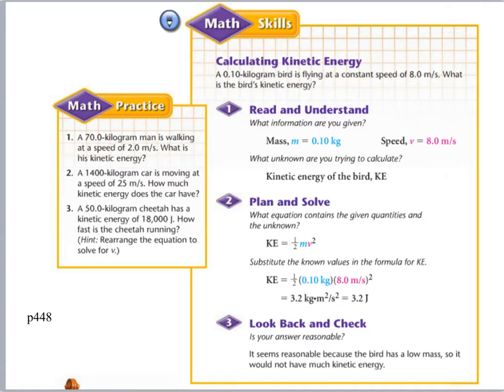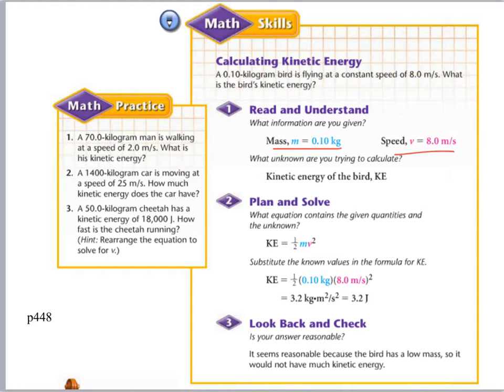So let's take a look at one of these examples from the textbook. It says, calculating kinetic energy. A 0.1 kilogram bird is flying at a constant speed of 8 meters per second. What is the bird's kinetic energy? So step one, we have to figure out what we have. All right, so we have the mass, and we have the velocity. So our mass is 0.1 kilograms. Our velocity, our speed, because those things are interchangeable, mathematically speaking, for this example, velocity is 8 meters per second.